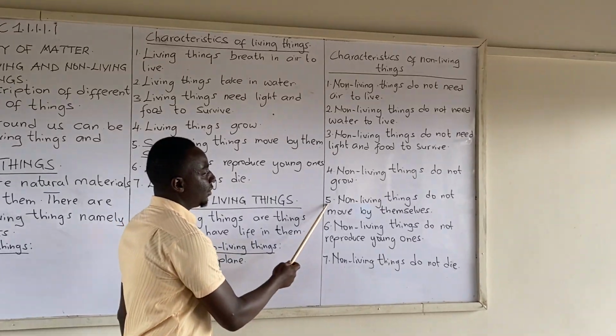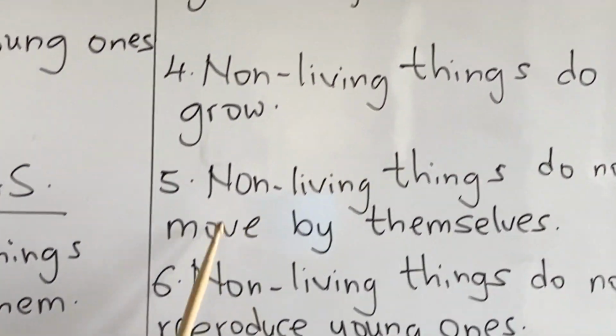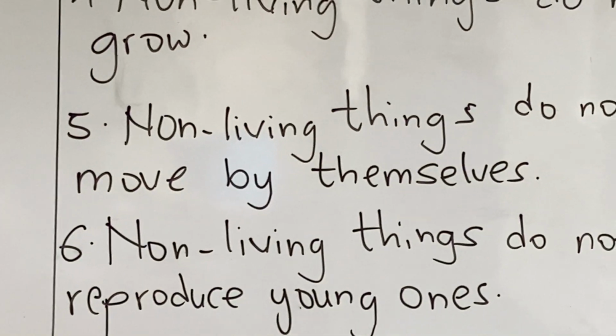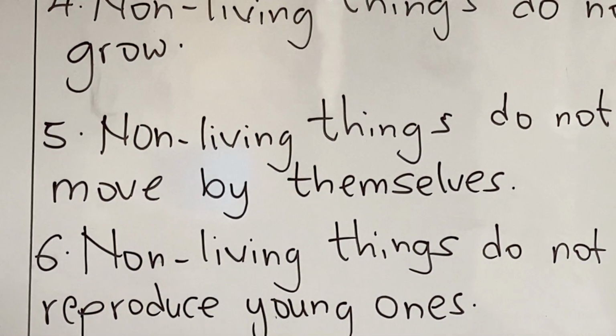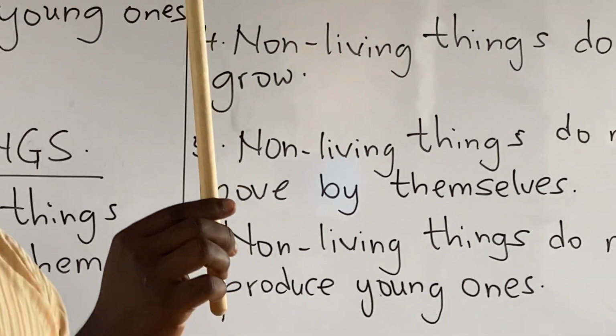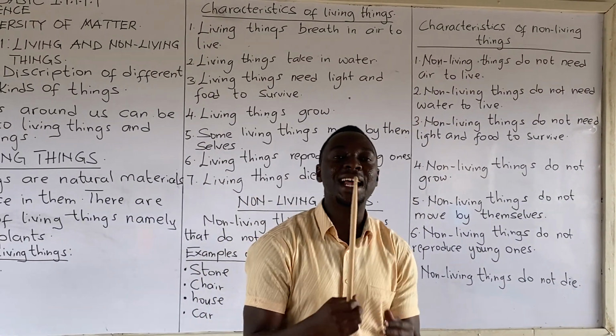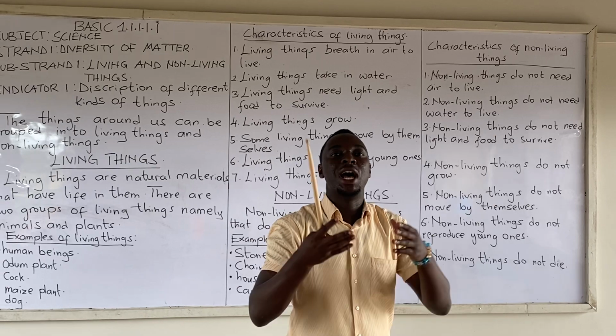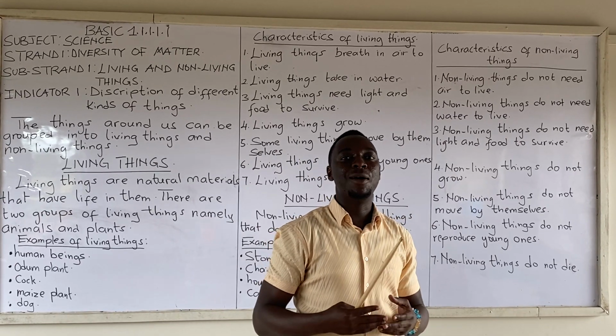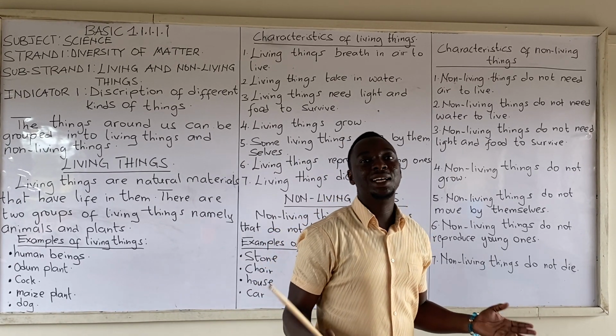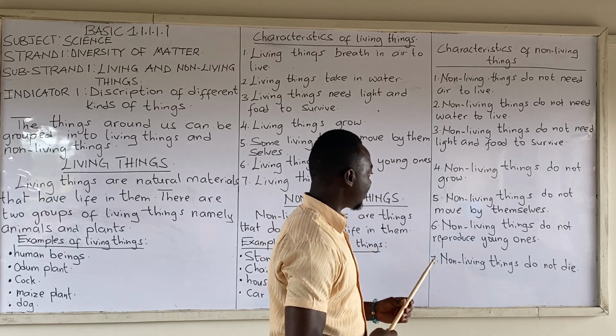Number 5. Non-living things do not move by themselves. If I put my stick down, the stick can never follow me. Non-living things cannot move by themselves. If your father's car is there and your father doesn't drive it, the car cannot go to town by itself because the car is a non-living thing.